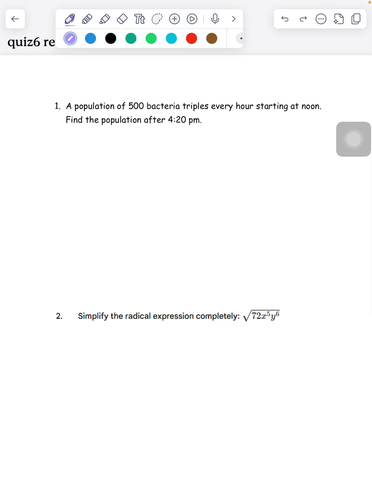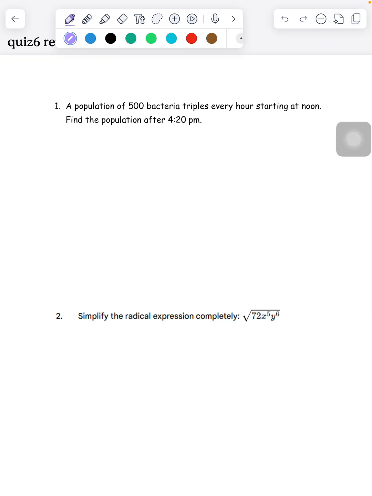All right, so question number one, exponential growth. A population of 500 bacteria triples every hour starting at noon. Find the population after 4:20 p.m. All right, so let's decode this for a little bit.